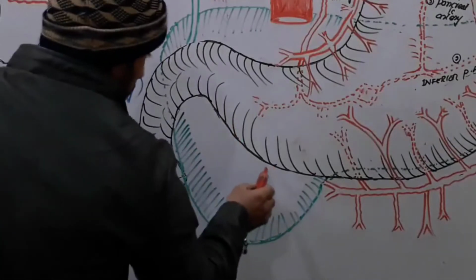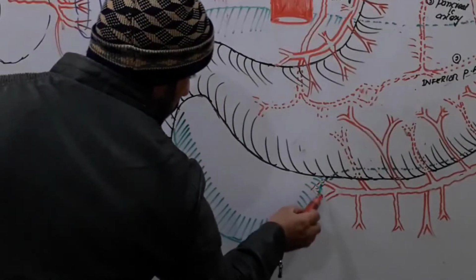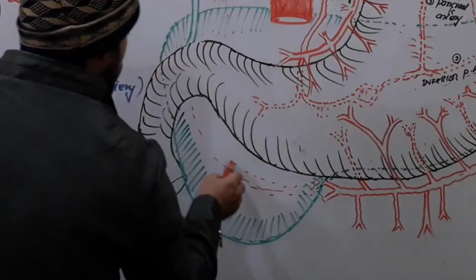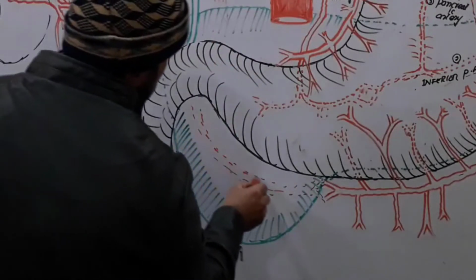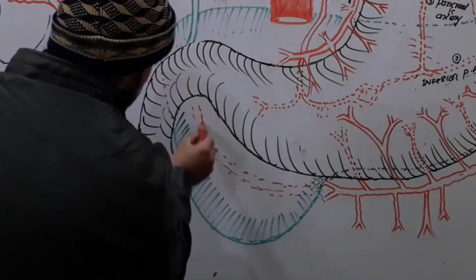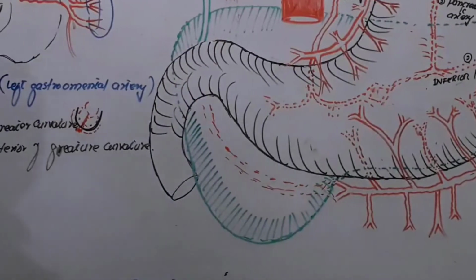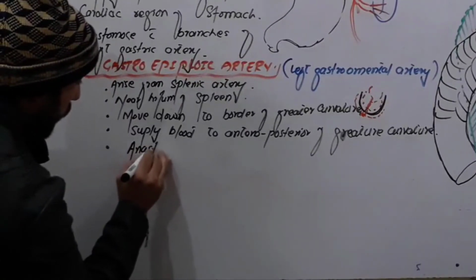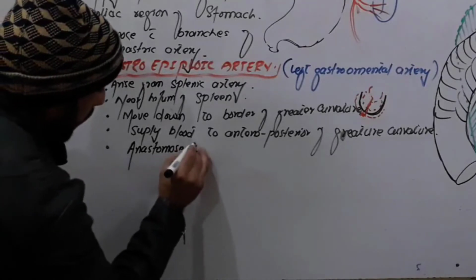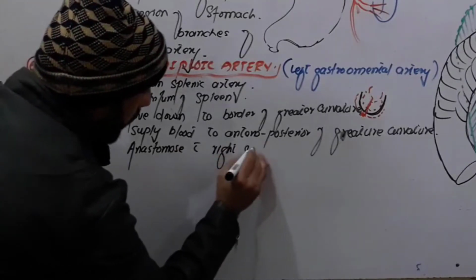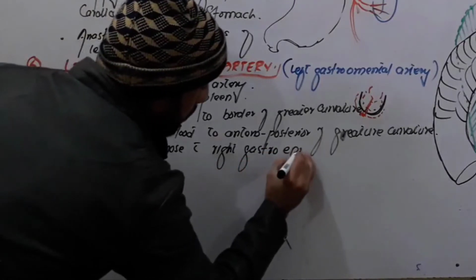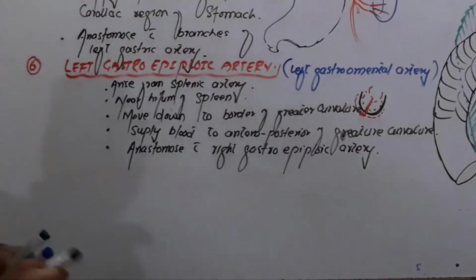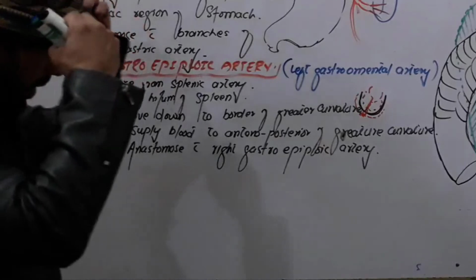It makes an anastomosis with another artery which comes from the right side like this. That will be seen while we are discussing the branches of the common hepatic artery. These are the branches of that. This artery comes and makes an anastomosis with the left gastroepiploic artery, and that artery is called the right gastroepiploic artery. So we say it anastomoses with the right gastroepiploic artery. Clear, friends?